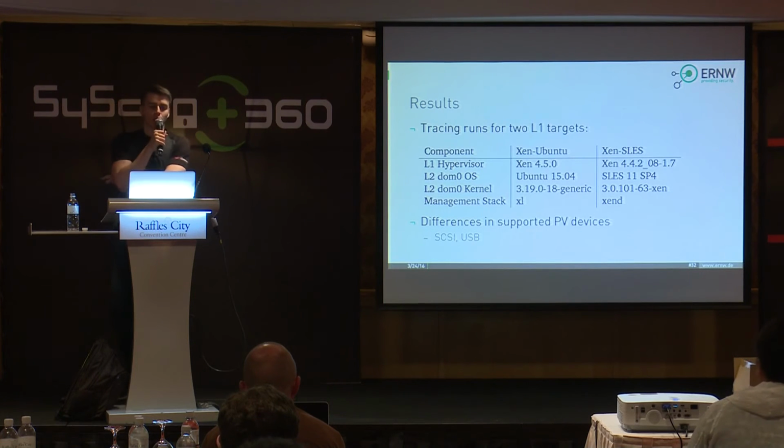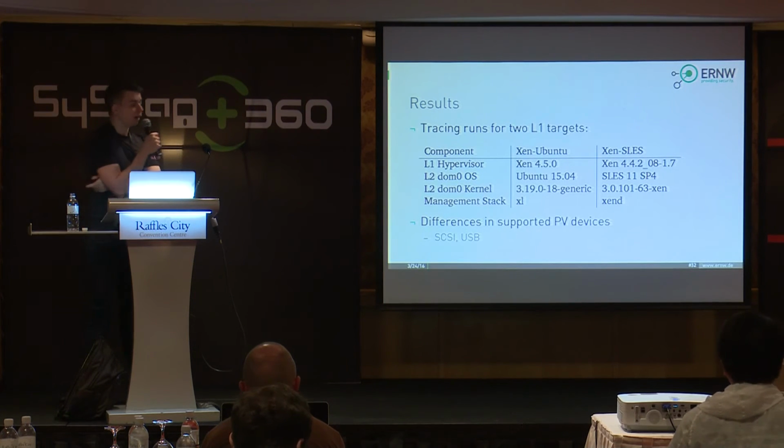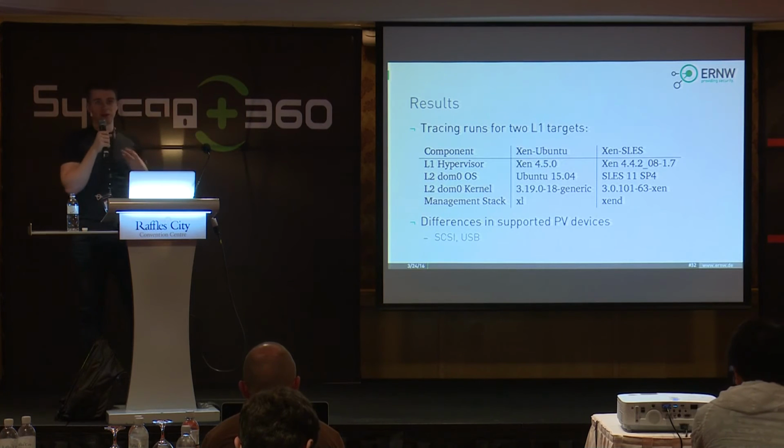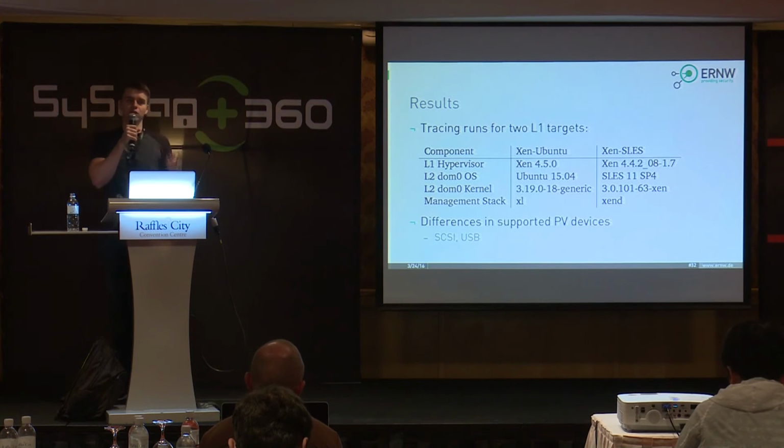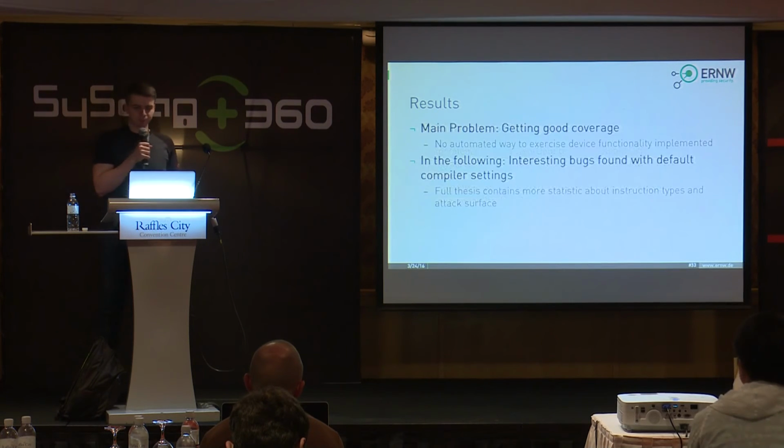So let's start with the results. What did I actually find? I did tracing runs on two different Xen targets. One is Xen 4.5, one is Xen 4.4. The difference is basically because they support different kinds of paravirtualized devices. Some more exotic ones, like the SCSI paravirtualized device support, are only included in Xen 4.4. So I have these two targets to analyze all the different devices.